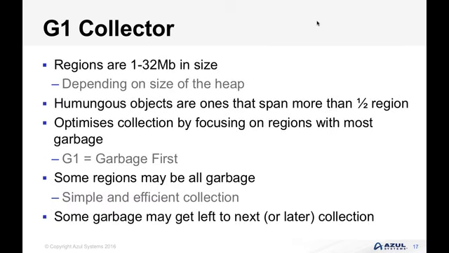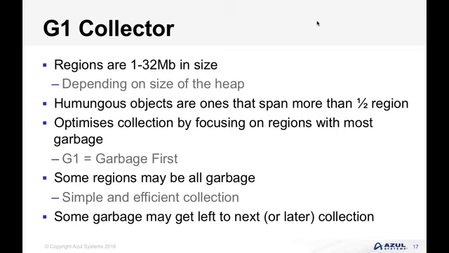Now, looking at the regions that are used within the G1 collector and G1 heap space, what we see is that those regions can be from 1 to 32 megabytes in size. That really depends on the size of the heap that you're using. The bigger the heap, the bigger the regions are going to be. What typically happens is that the heap space that's available gets divided up into 2048 regions. And depending on how big your heap is, those 2048 regions will be sized accordingly.